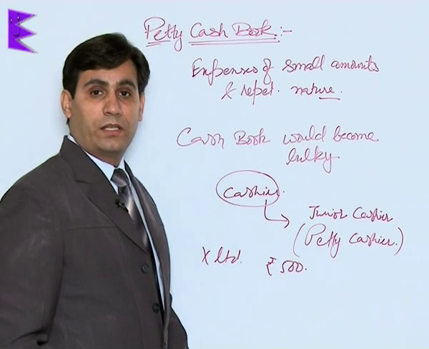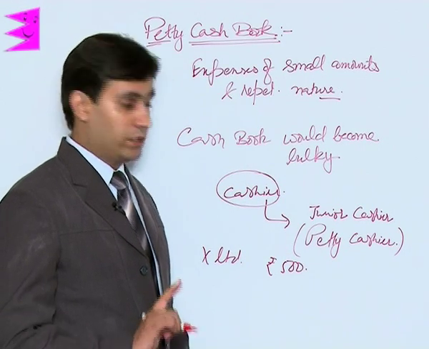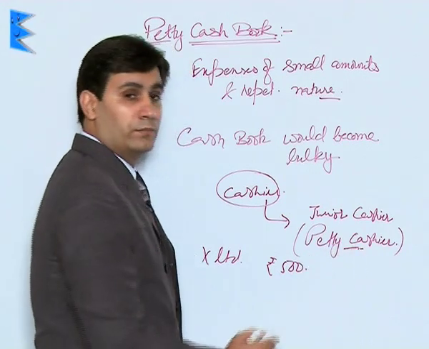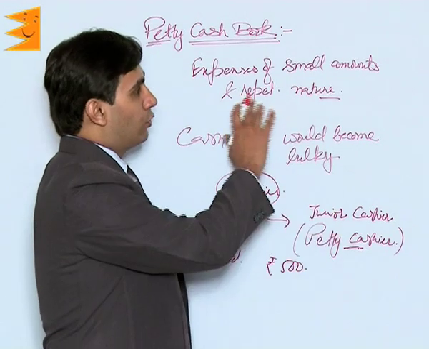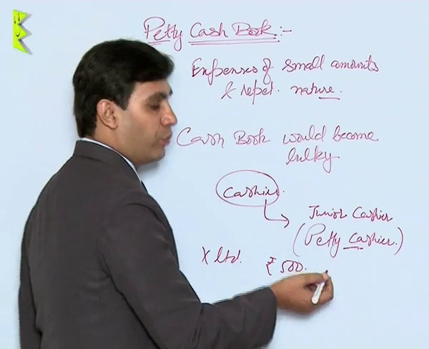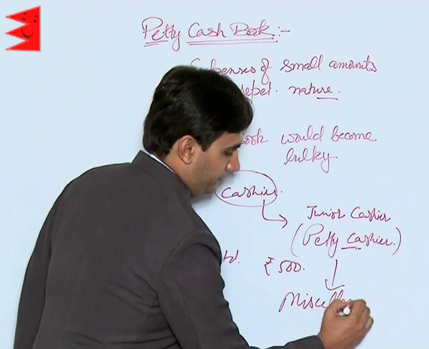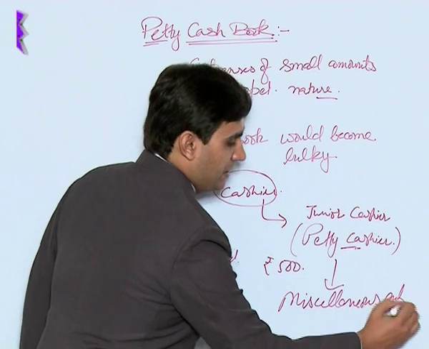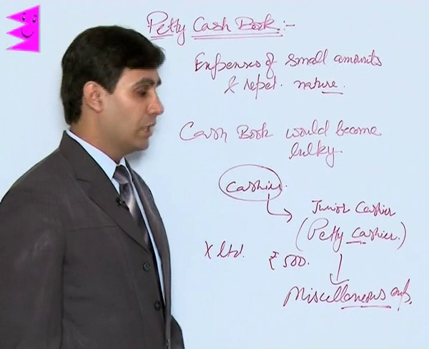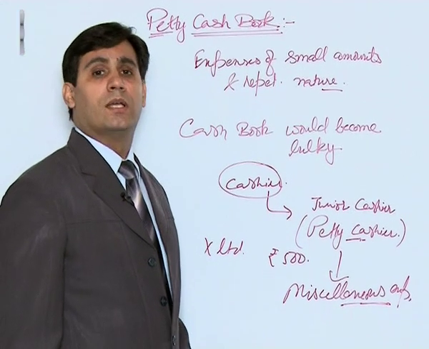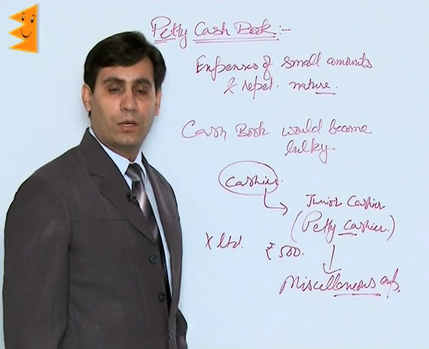So now what is the benefit? The benefit is that all the transactions are recorded. Mind it, nothing is ignored, but they are recorded with the petty cashier, and at the end of the month the total of all these small amounts is posted once under the heading of miscellaneous expenses. Now remember, it is not necessary that miscellaneous expenses would be used, but generally it is the miscellaneous expenses account. Some businesses might have different names for transferring these small amounts.